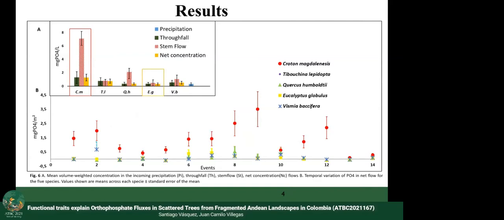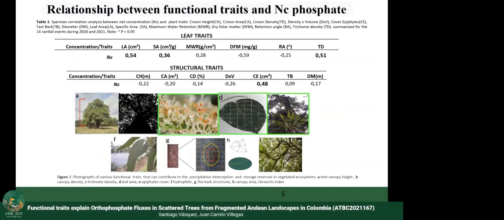which suggests that the greatest contribution occurs in the exchange between foliage surface and the bark, presenting itself as the dominant factor that controls the concentration and fluxes of phosphate at the individual scale. The highest concentrations of phosphate are recorded in individuals with a specific trait configuration, finding greater relationships with characteristics such as epiphyte coverage and foliar traits such as leaf area and trichome density.